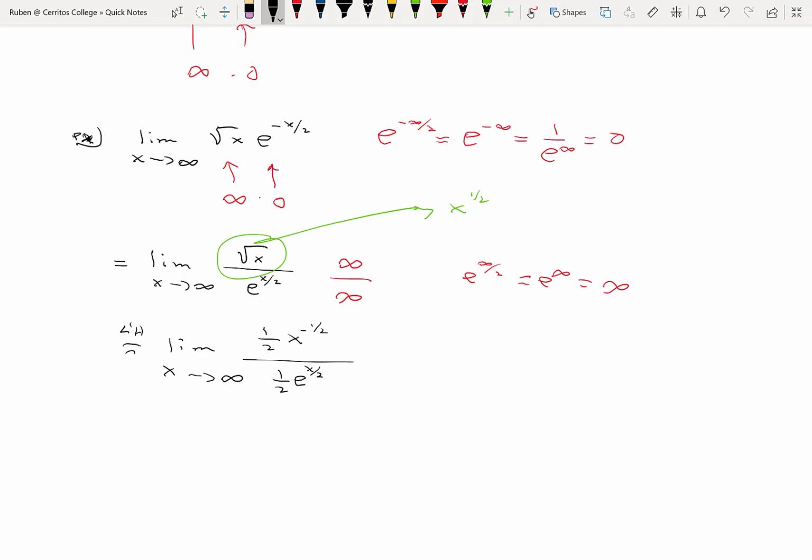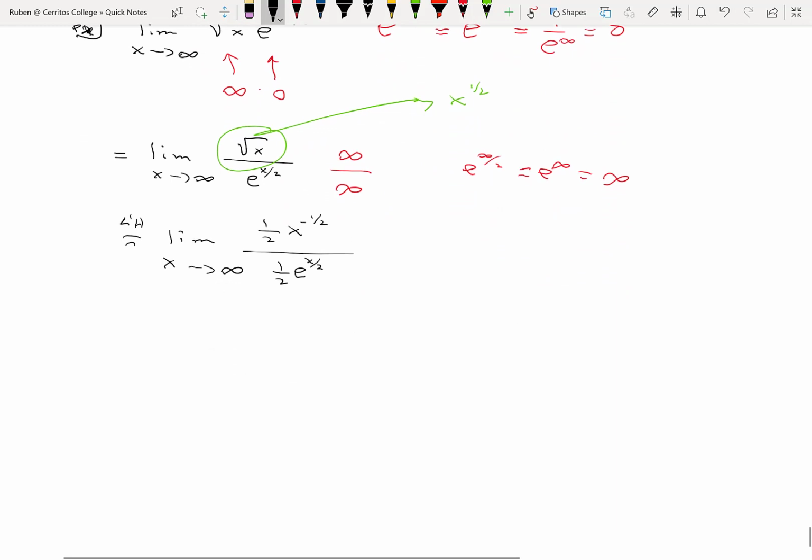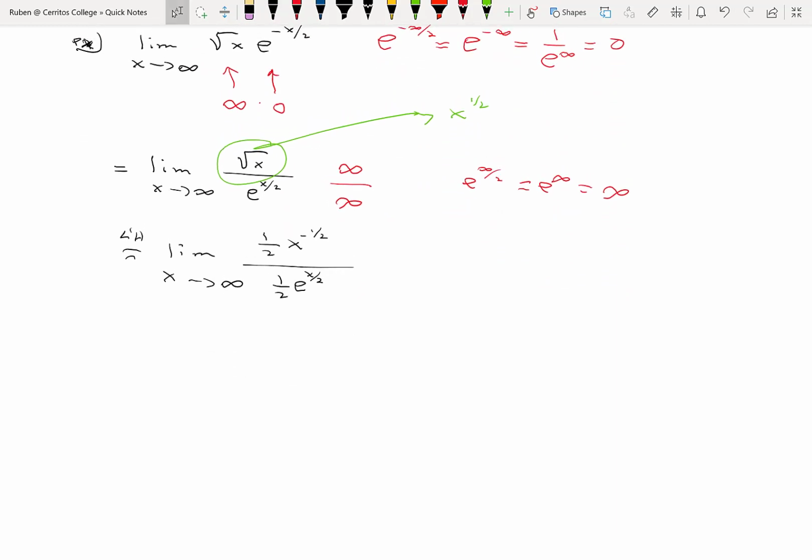Okay, now you're not bound to using L'Hopital's rule just because you end up with a fractional expression. So let's see if we can evaluate this limit. Let's perform a little algebra on this. The 1/2s cancel. That x to the negative 1/2 in the numerator can be brought down in the denominator as x to the positive 1/2. Let me see if I can clean up that denominator. It looks pretty ugly.